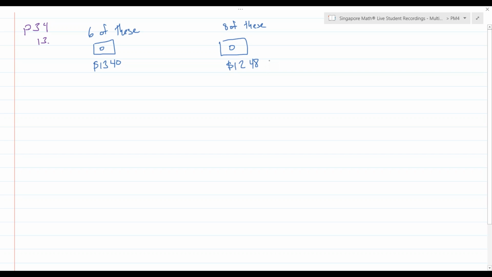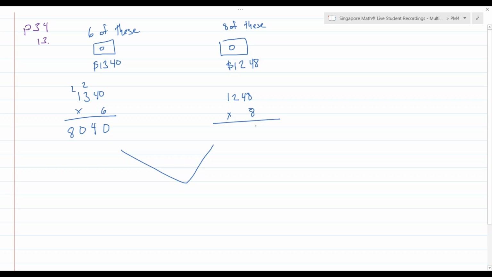$1,248. So if I want to know how much he spent altogether, first I need to know how much he spent when he bought 6 cameras at that price, and then I need to know how much he spent if he bought 8 cameras at this price, and then I'll have to put it all together to find the amount he spent. 1,340 times 6 will give me 0, 24, 18 and 2 is 20. 6 and 2 is 8.